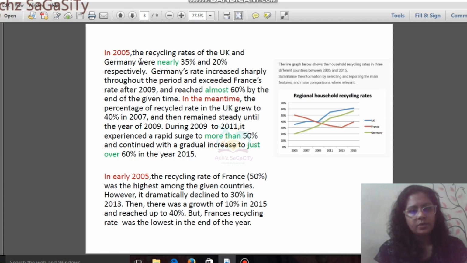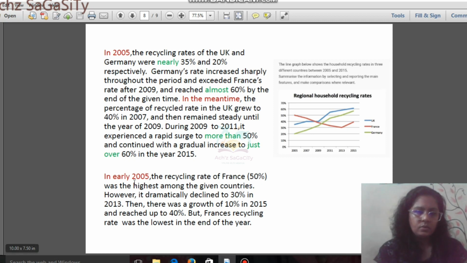So that's regarding the first body paragraph. We just mentioned the increasing trend. Now we want to write about the decreasing trend, that means the rate of France, in the second body paragraph. Here you can start like in early 2005. Here you can see before the end of 2005, it started to fall, so we can just mention it as early 2005. The recycling rate of France, 50%. You can write 50% in brackets also, because we can write it directly in the sentence or we can write it in brackets. Brackets are also allowed.